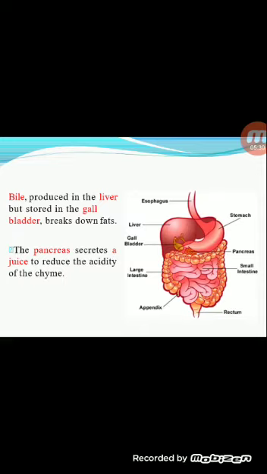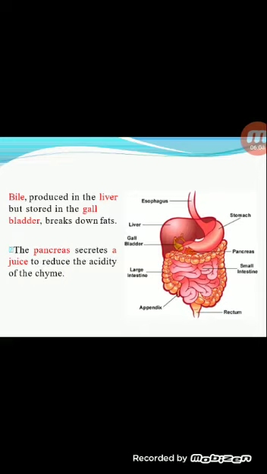Here we are going to discuss the liver and pancreas. I already told you the liver produces some juices, and the pancreas produces some juices. Isn't it, children? Why do we need those juices in our stomach? Because to make the food very smooth, right? So the liver produces bile juice. Bile juice is used to break down the fats.